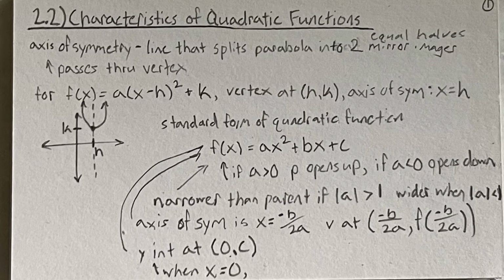2.2. Characteristics of quadratic functions. The axis of symmetry of the graph of a quadratic function is the line that splits the parabola into two equal or mirror images. The left side is a mirror reflection of the right side. This line passes through the vertex. If the axis of symmetry is vertical, it is the line x equals the x value of the vertex.